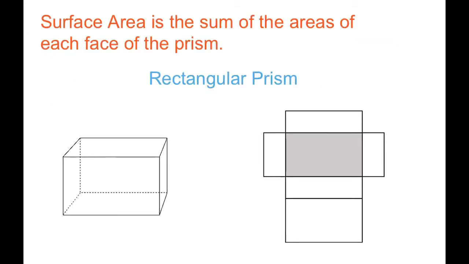So the surface area is the sum of the areas of each face of a prism. So we'll start out here with a rectangular prism. Think of like a tissue box, something like that. A rectangular prism has 6 faces. All prisms are made up of rectangular or parallelogram faces. And then the name of the prism comes from the shape of the base.